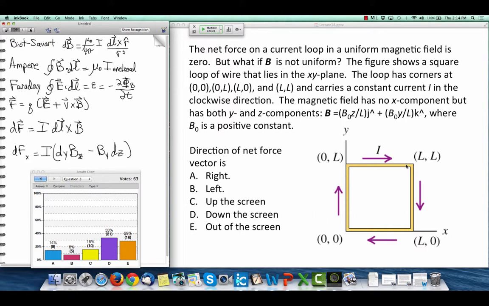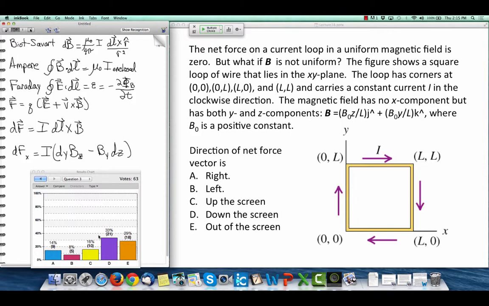What isn't going to cancel is this: there's no force down on the bottom because there's no magnetic field at y equals 0. The z component of the magnetic field right here goes to 0 at y equals 0, so there's no force there. There is a force up here at the top. The z component of the magnetic field points out of the board, so there's a force down the screen on that one. And that's the only force that isn't balanced by some other force. So that was the main answer: down the screen is what I hoped that you would come out with here.